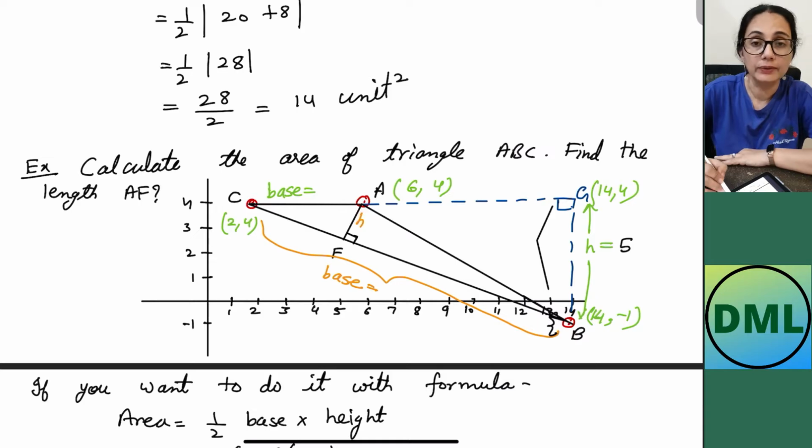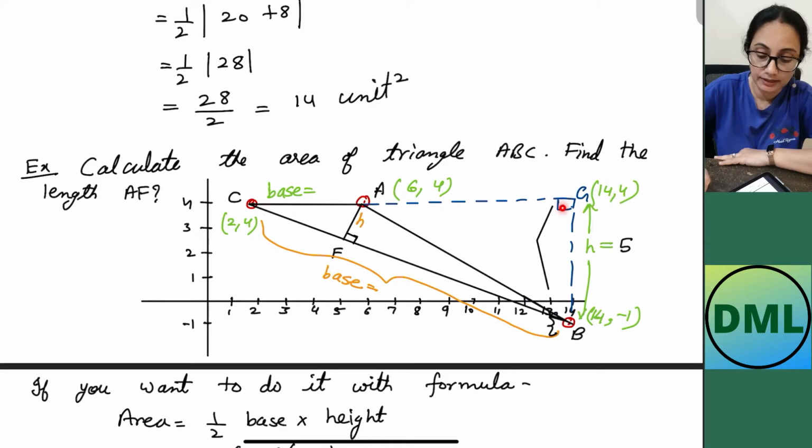Now because I don't have the height, to calculate the area of this triangle, I need to figure out a different height of that triangle. So if I consider AC as the base, I have to find the height of the triangle. As you can see, I have drawn the dotted line here, and I joined it with B, which cuts at the point G. So G has the x coordinate 14 and the y coordinate 4.